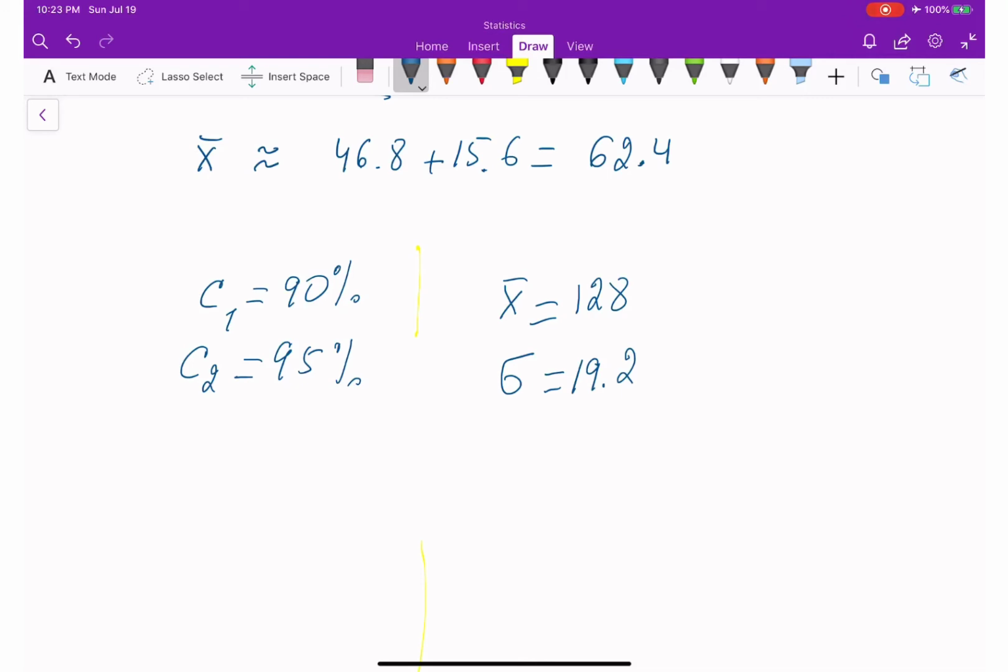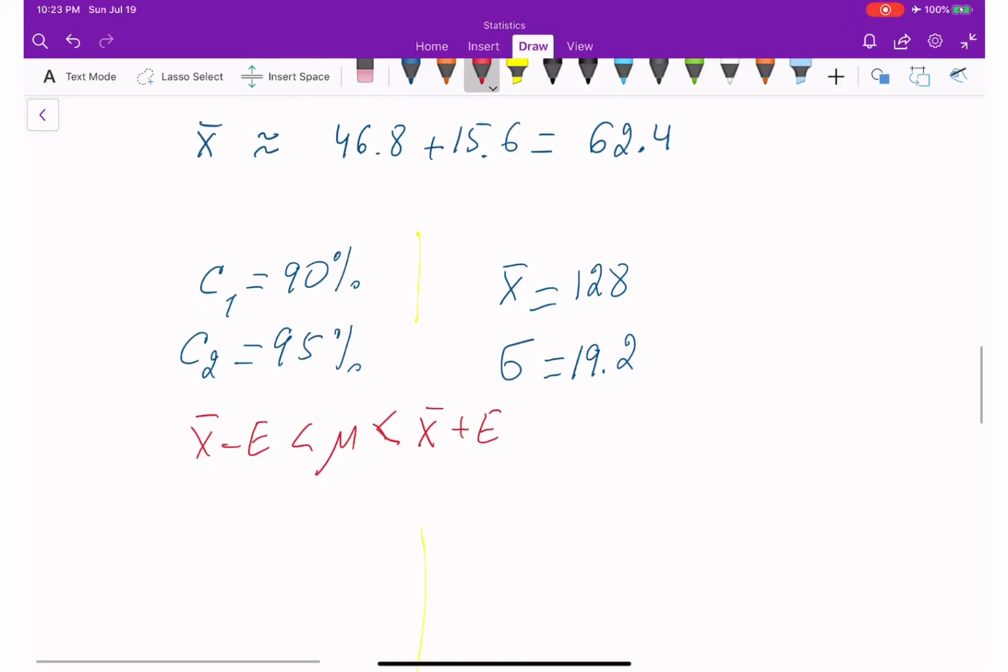So we're going to solve precisely the way we solved previous problems. So our mu is greater than x bar minus error and less than x bar plus error. That's step number 1. Next, step number 2, we have x bar, correct? It's 128. What we don't have is margin of error. So margin of error is equal z critical sigma over square root of n.